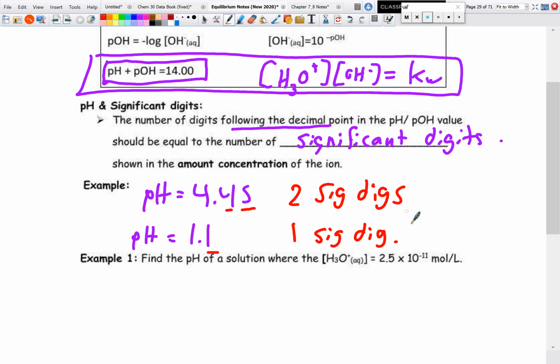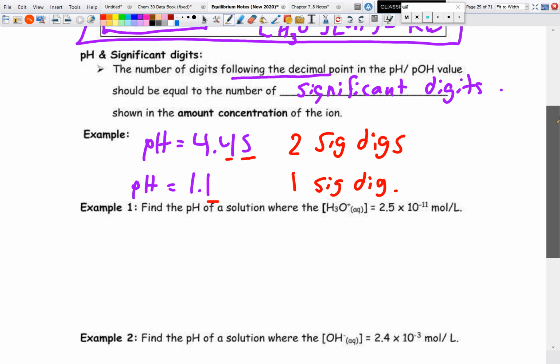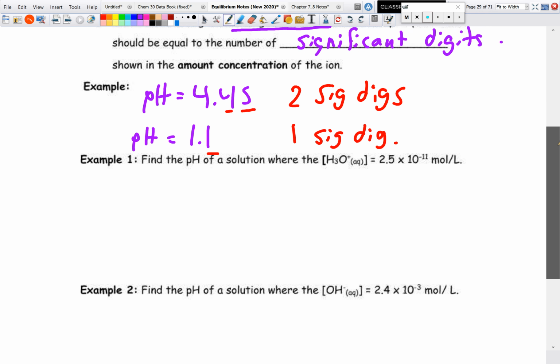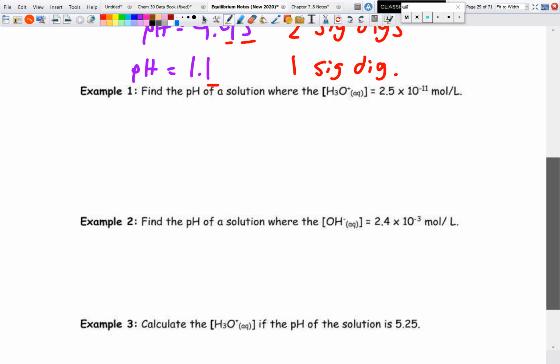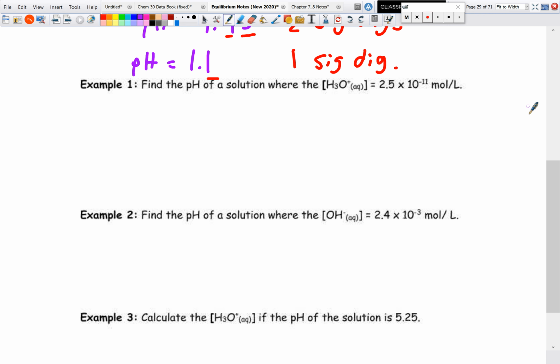So for these right here, all my answers are going to have the correct number of significant digits, and definitely try to do all your calculations with the correct number of significant digits, but like I said, I wouldn't worry too much about it at this particular point in time. So using our above equations, we have a bunch of different examples that we're going to go through.